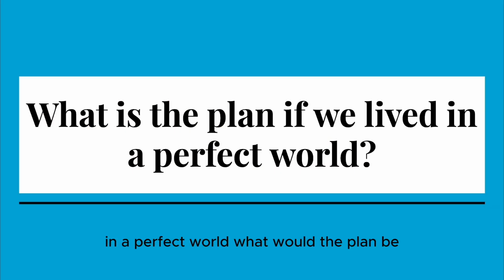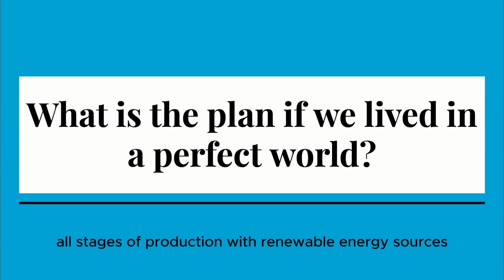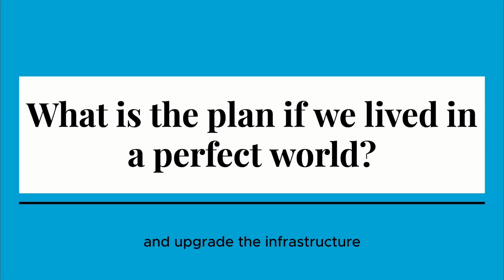In a perfect world, what would the plan be? What should the plan be? First, it would be to equip all stages of production with renewable energy sources and upgrade the infrastructure to efficiently move biomass and even the distribution of ethanol across America and the world. And that is ethanol.